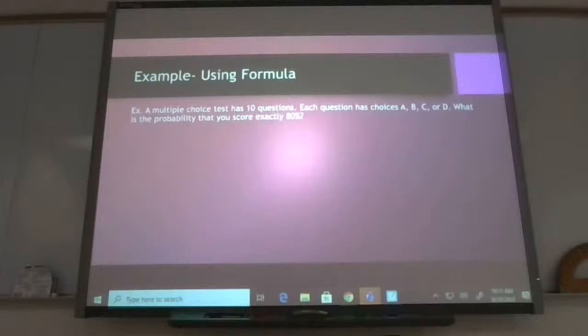And that should hopefully make logical sense. If you're writing 10 questions, you have four choices, you should get about 2.5 right. So if you're lucky, maybe 3. So we're asking, what's the probability you get 8 questions right? Instead of just getting 2 or 3 right, you're getting 8 right. So your chance of this is going to be pretty small. You know you're doing this wrong if you get a big answer, because it won't make sense.